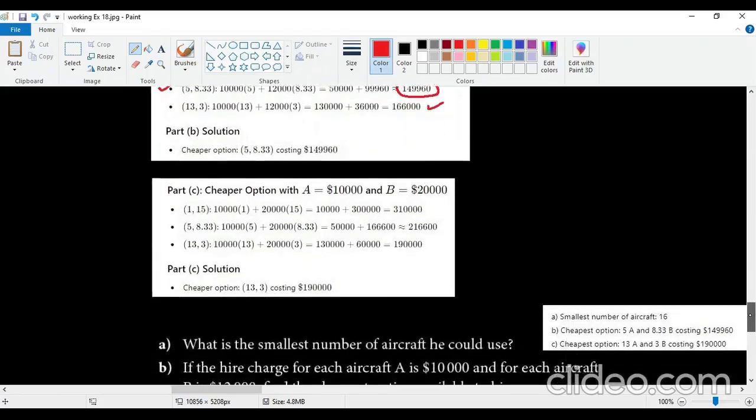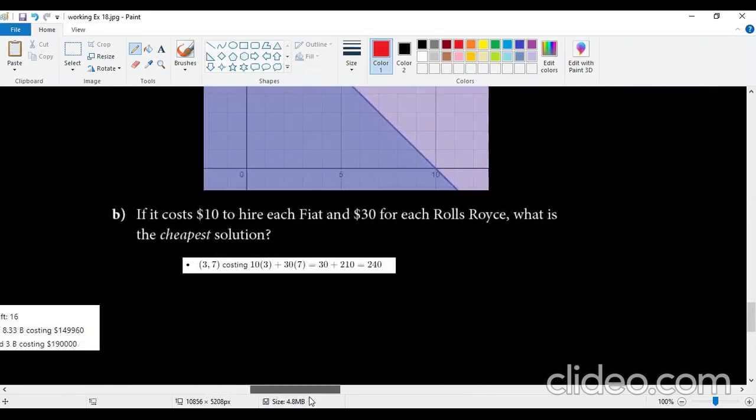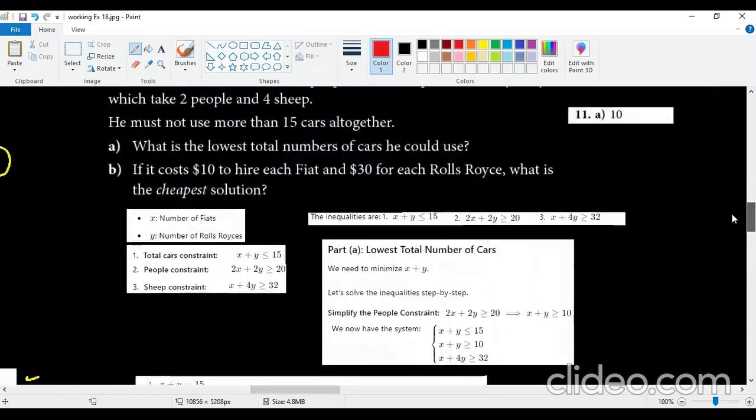When it comes to part C, this is the option that we have gone for, because this is going to give you the smallest value. Now, moving on to the next question.